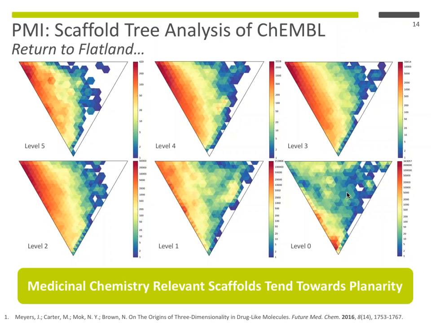So this I think shows that a lot of our medicinal chemistry relevant scaffolds tend towards planarity rather than three-dimensionality. As you pare back the complexity of a molecule, you'd expect there to be a greater tendency towards flat things rather than 3D things. But how can we use this in our later designs?